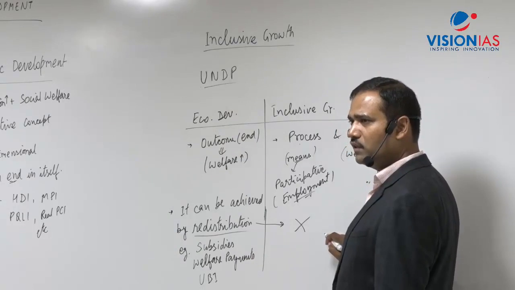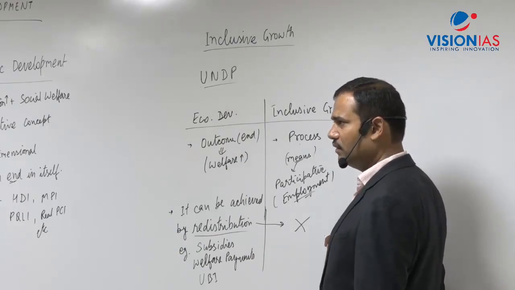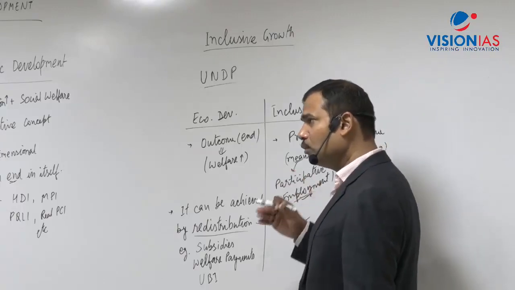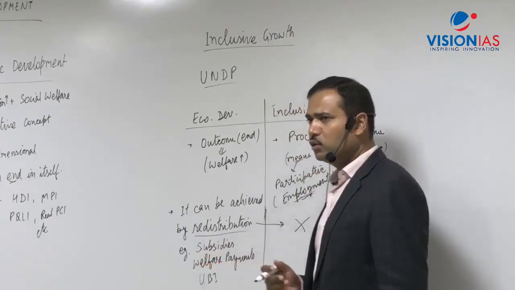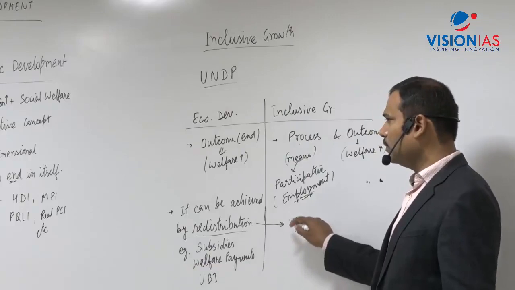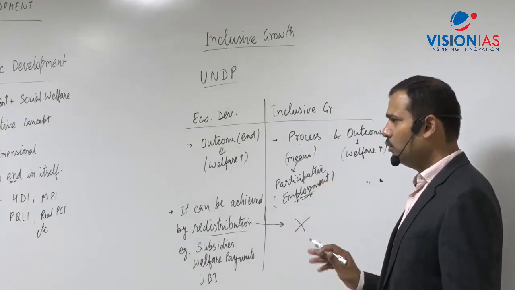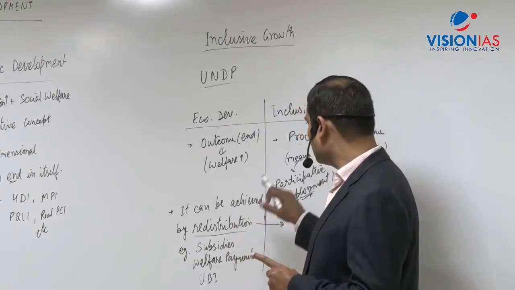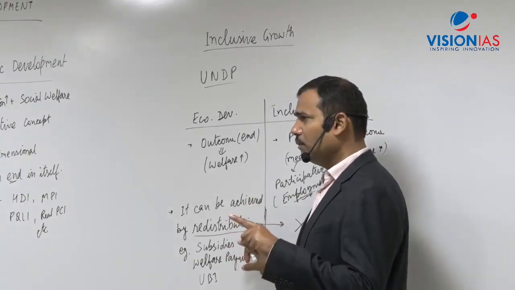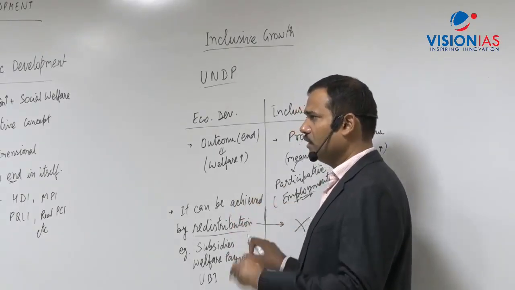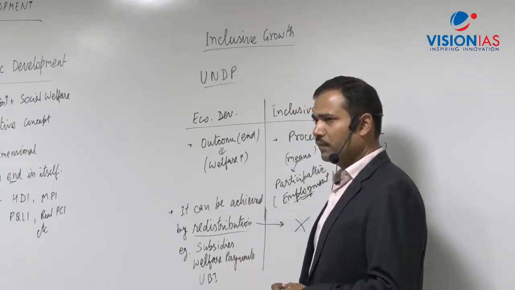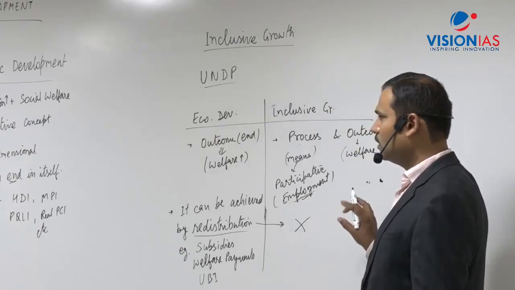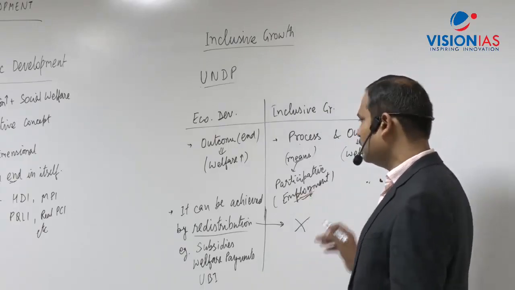So how can we achieve this? What do we need? We have to focus on employment. We have to enable people to contribute in economic activities. So redistribution cannot achieve this. The logic is clear, because well-being will increase and people will get access to basic amenities, but the process will not be participative by this. Is the logic clear? The difference between economic growth and inclusive growth, economic development and inclusive growth.